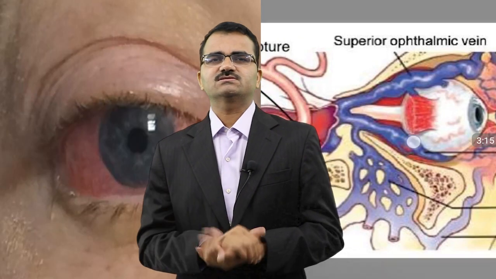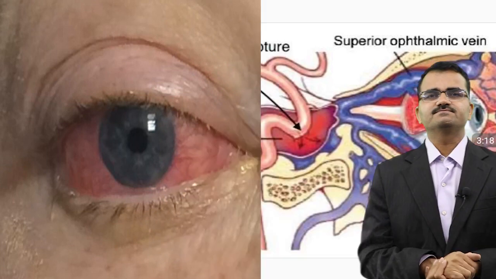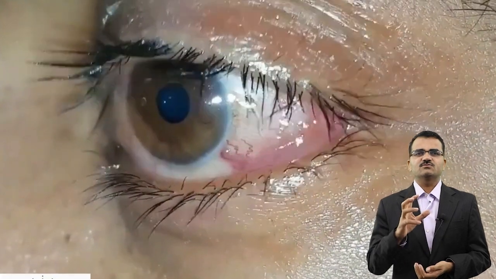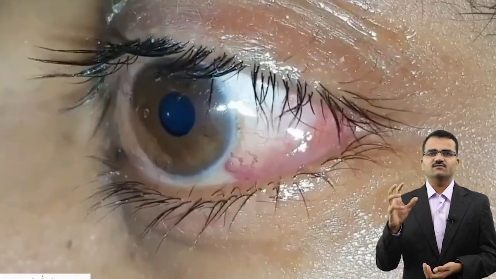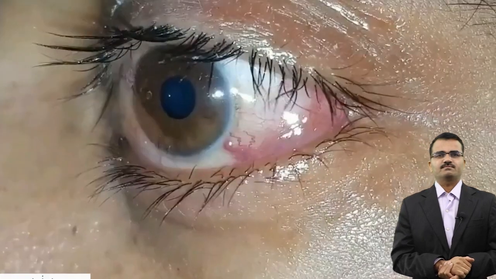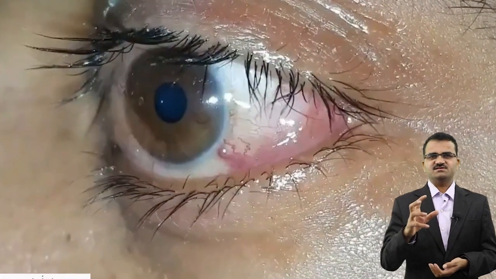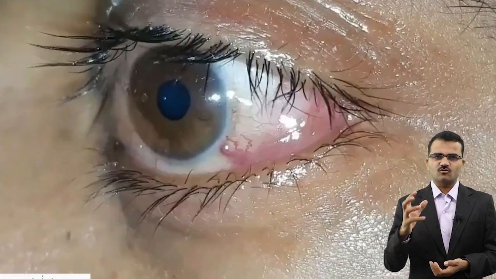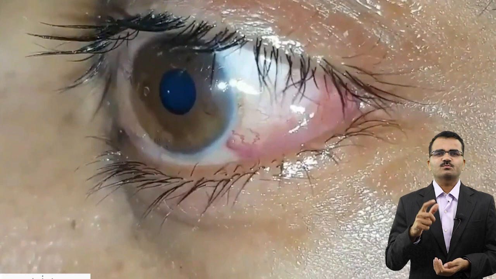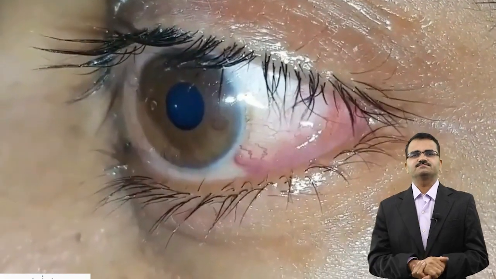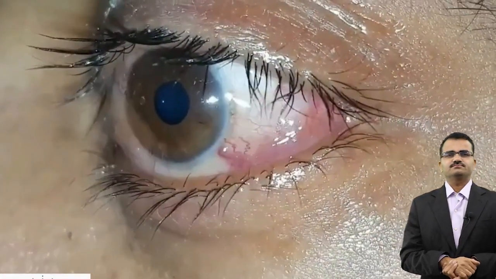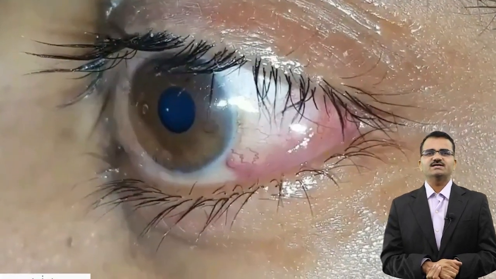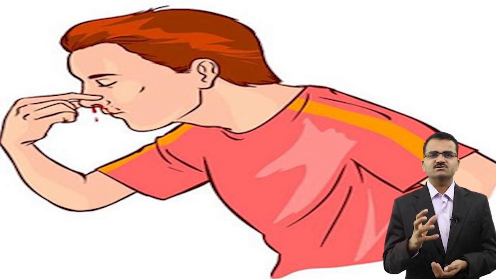conjunctival chemosis, and bruit in the involved orbit due to increased arterial pressure in the superior ophthalmic vein. Increased intraocular pressure leads to glaucoma and further progresses to gradual vision loss. Next, they may present with epistaxis due to increased pressure in the pterygoid plexus of veins.